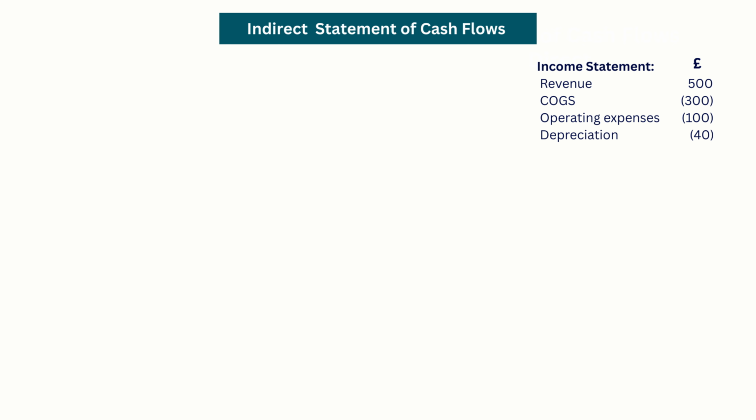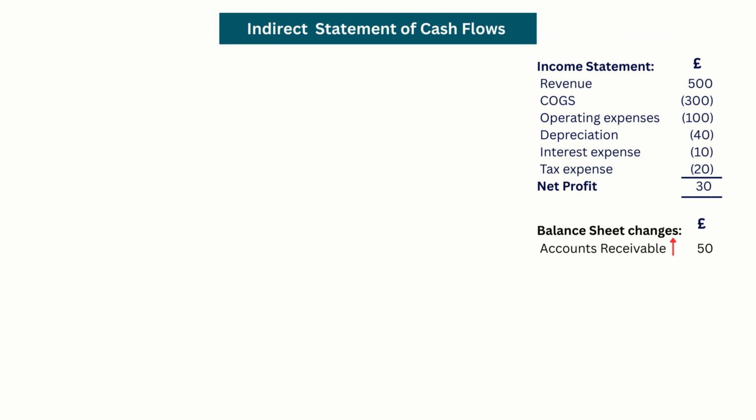Now let's move from theory to practice and prepare a full statement of cash flows using the indirect method. Let's assume our income statement shows revenue 500, cost of goods sold 300, operating expenses 100, depreciation 40, interest expense 10, tax expense 20, net profit 30.